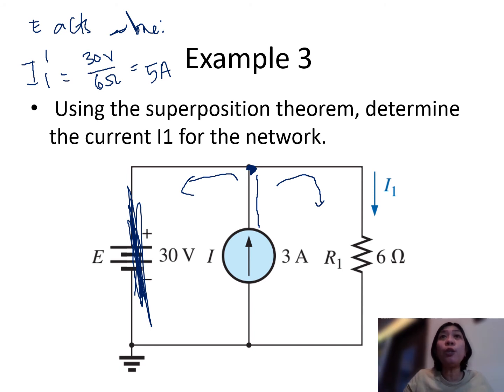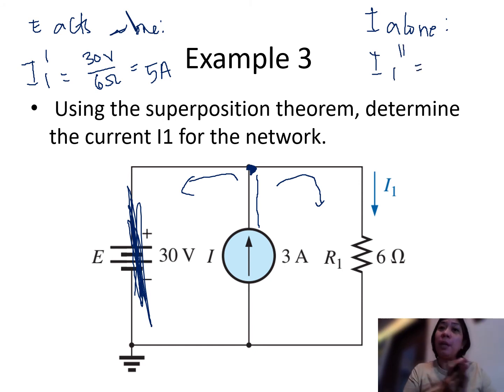So when your current source is acting alone, our I1, let us call that I double prime, is equal to 0 amperes. Every time you see a current source in parallel with a short circuit, a resistance in parallel with them will receive no current at all. Therefore, the current flowing across your 6 ohms here is equal to 0.